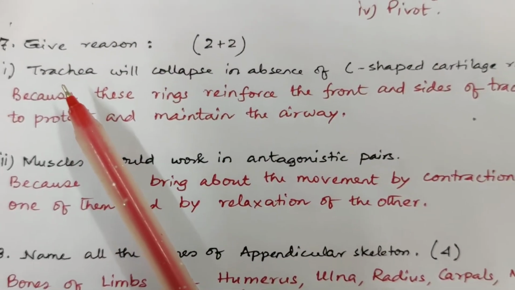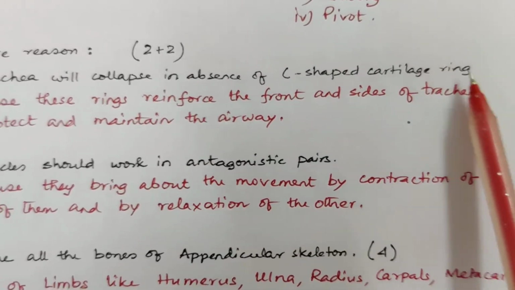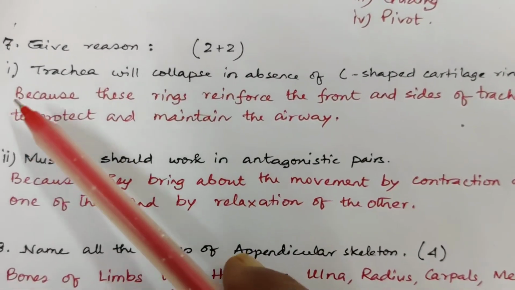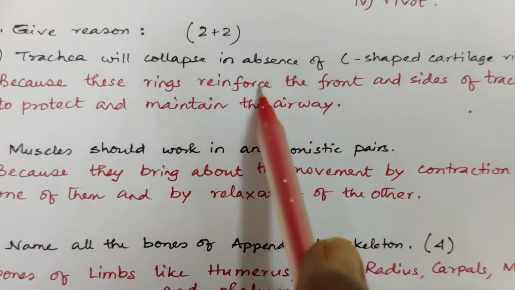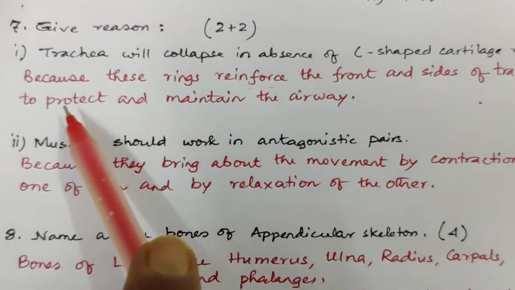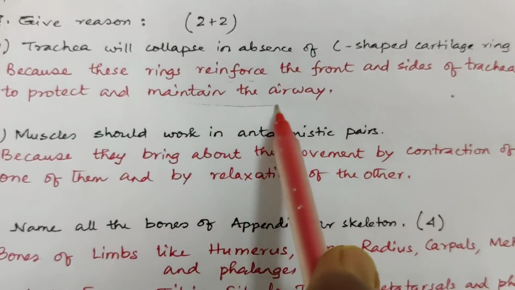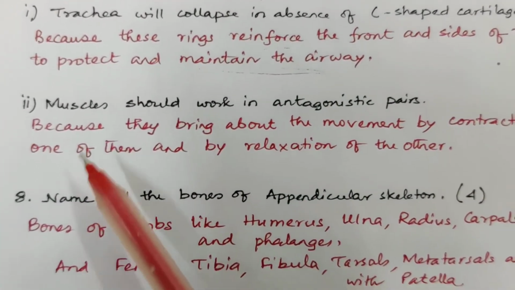Give reason. These are 2 marks question. The trachea will collapse in absence of C-shaped cartilage rings because these rings reinforce, this is a key word, reinforce the front and sides of the trachea to protect and maintain the airway. Protect and maintain the airway. This is another key word.